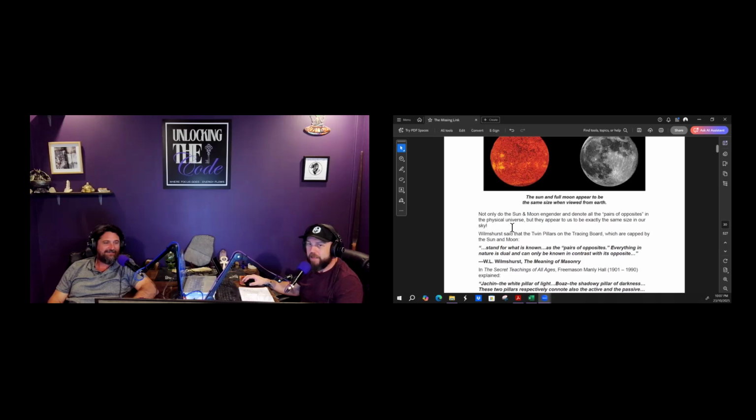Not only do the sun and the moon engender and denote all the pairs of opposites in the physical universe, but they appear to us to be exactly the same size in our sky. Wilmer said that the twin pillars on the tracing board, which are capped by the sun and the moon, stand for what is known as the pairs of opposites. Everything in nature is dual and can only be known in contrast with its opposite.